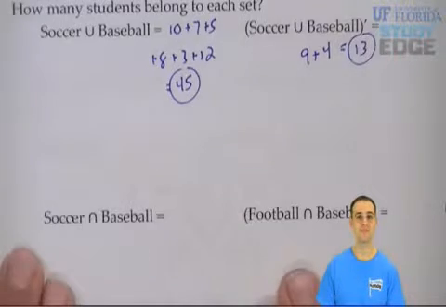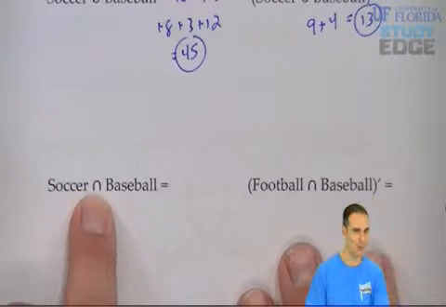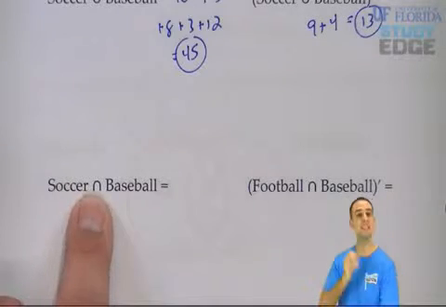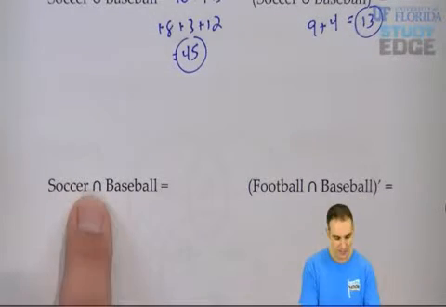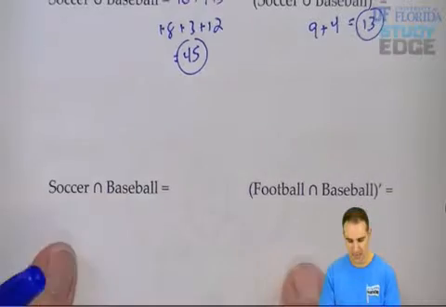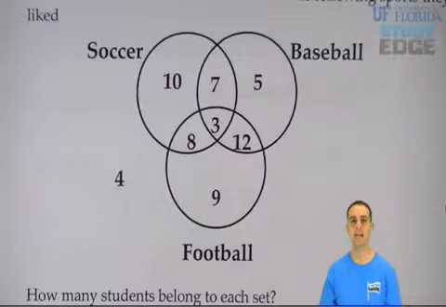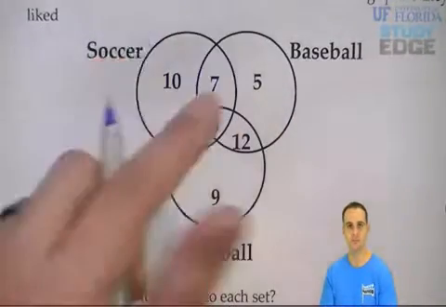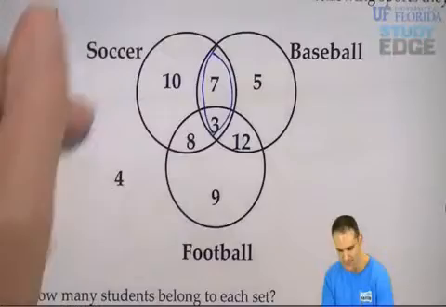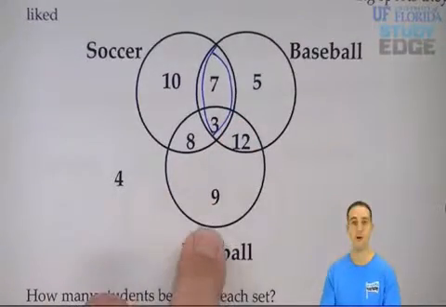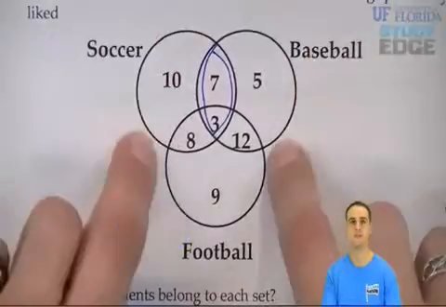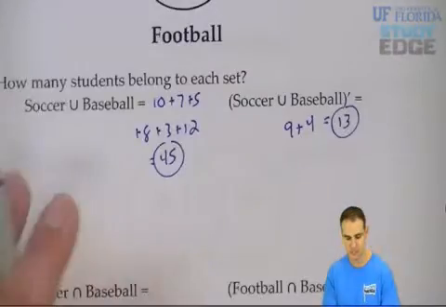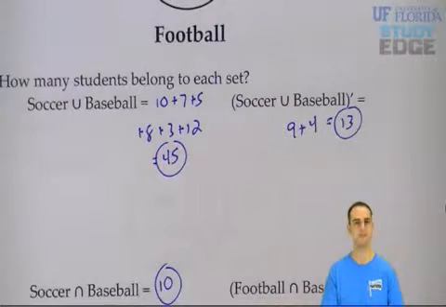Let's do 2 more, though. How about soccer? What is this symbol? A U means union. An upside down U means intersection. What do they have in common? What is the intersection of soccer and baseball? Looking at the circle of soccer and the circle of baseball, they have in common the number 7 and 3. Don't worry about football, it's not in the question. 7 plus 3 will give you 10.